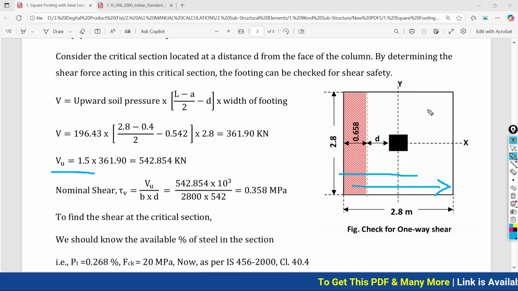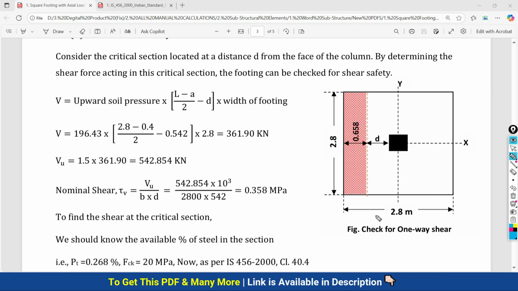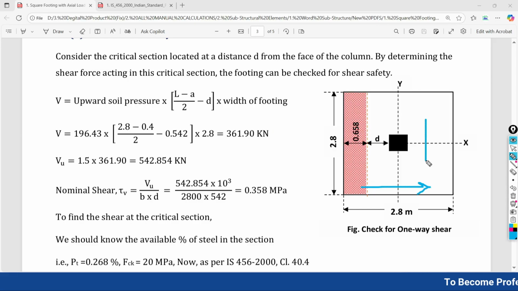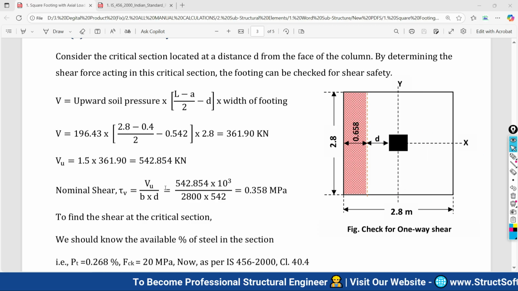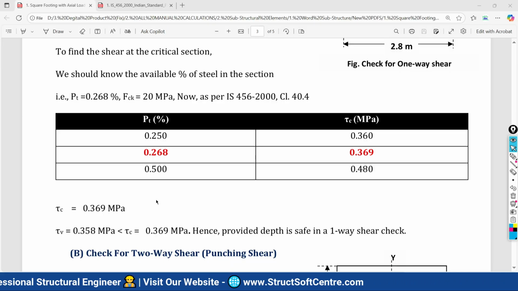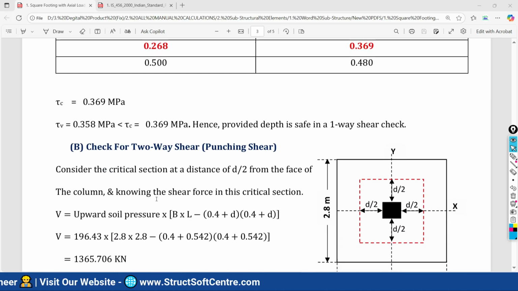This same calculation you have to repeat for this direction, but here it is not needed because your footing is a square footing. If you do the calculation in this direction, the same outcome will be for this direction because both directions are the same. But if you are dealing with a rectangular footing, then you have to do the calculation for each direction separately. So with this calculation we conclude that our depth, our reinforcement, our size of the footing is safe for the one-way shear check.